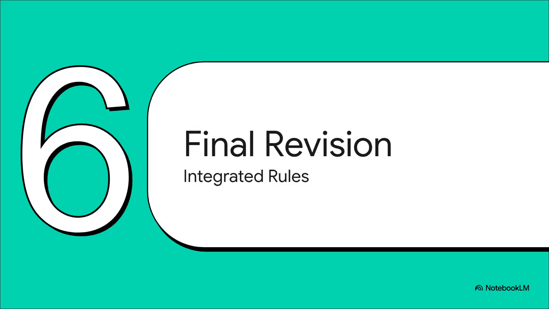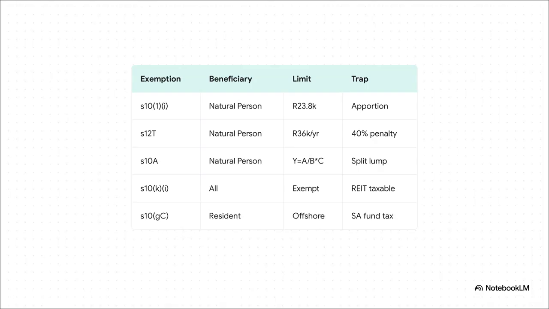Okay, we've made it to Section 6, the Integrated Final Revision. You'll want to lock these integrated rules into your memory right now. By combining multiple exemptions into one view, you can quickly cross-reference the triggers, the formulas, and the biggest examiner traps. If you can recreate these core rules in your mind during your exam reading time, I promise you've already secured the vast majority of your marks for the exempt income section.